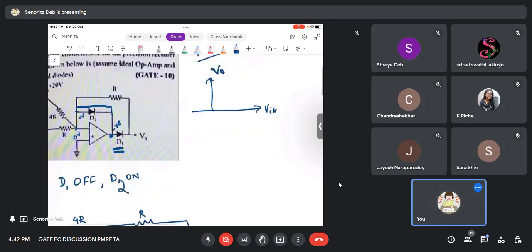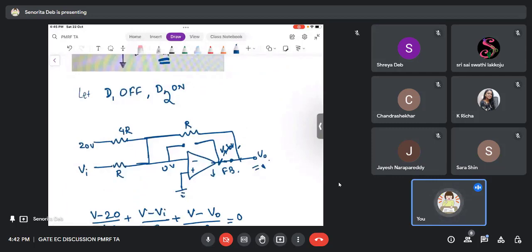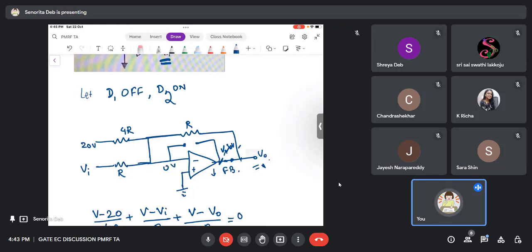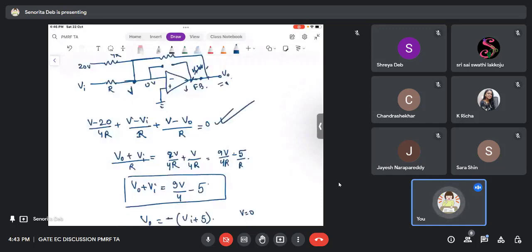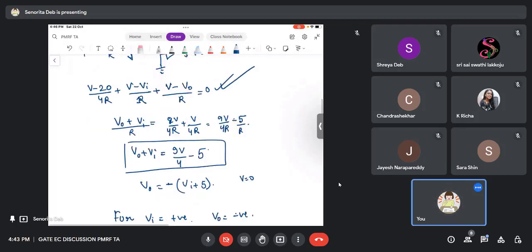This is the circuit now. Right? Now it is pretty simple. Just put KCL. Okay. So now I have put the KCL equation here, and this is my equation. Just check the equation. This voltage is 0 volts. So I have just assumed V and written the equation, and V is 0 volts. I'll put 0 later on. You can directly do it. So just for the sake of writing the equation, I have written it like that. If you solve it, you get this. V0 plus Vi is equal to 9V by 4 minus 5, where V is 0, and therefore V0 comes out to be minus Vi plus 5.